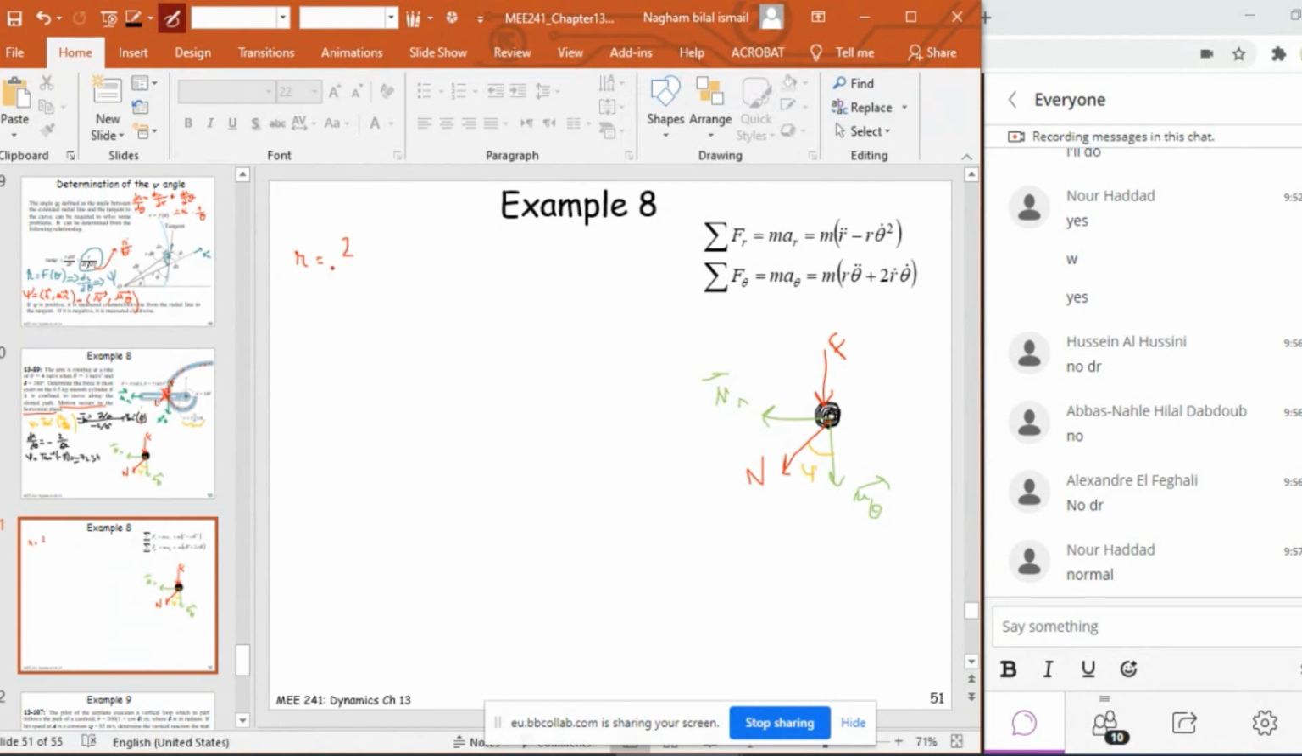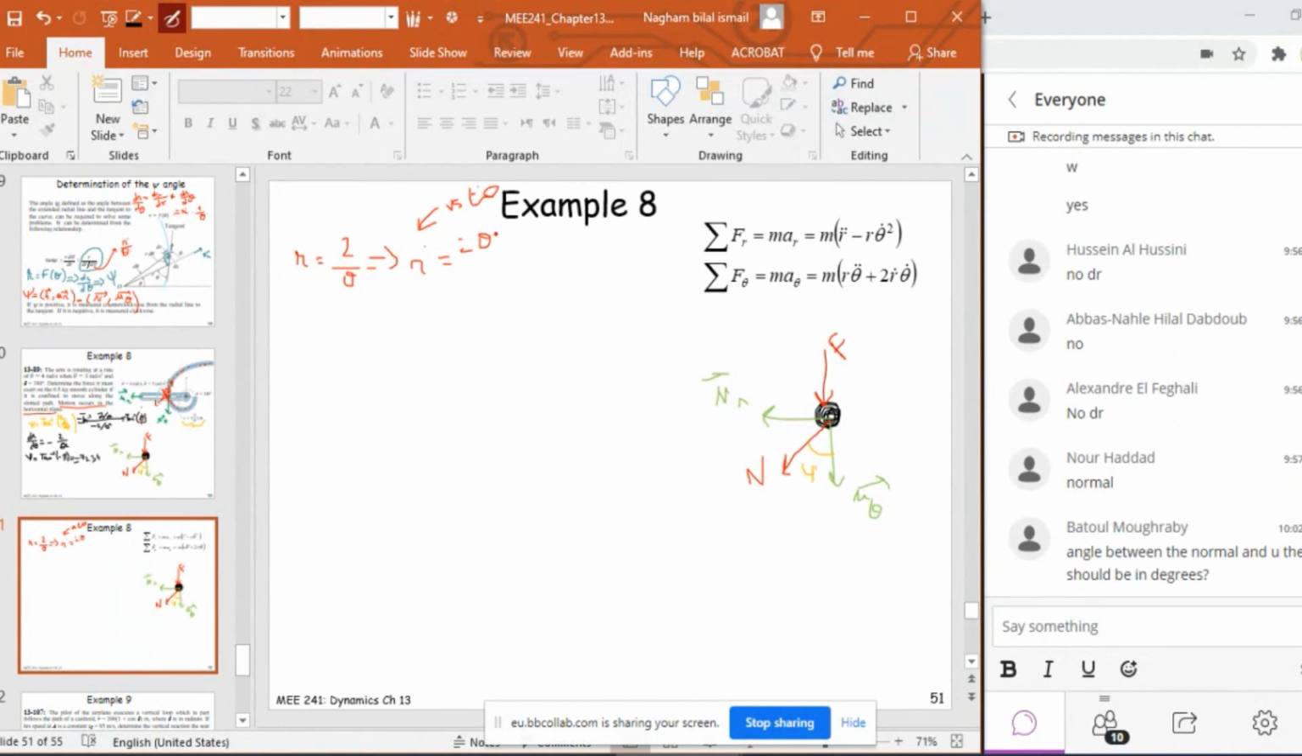So I know that r is 2 over theta, which means that r dot now, versus time, all right? So it's different than dr over d theta. So it is minus 2 theta dot over theta squared. Guys, please postpone your questions until I finish the problem. Right, Batul? Just 1 minute.